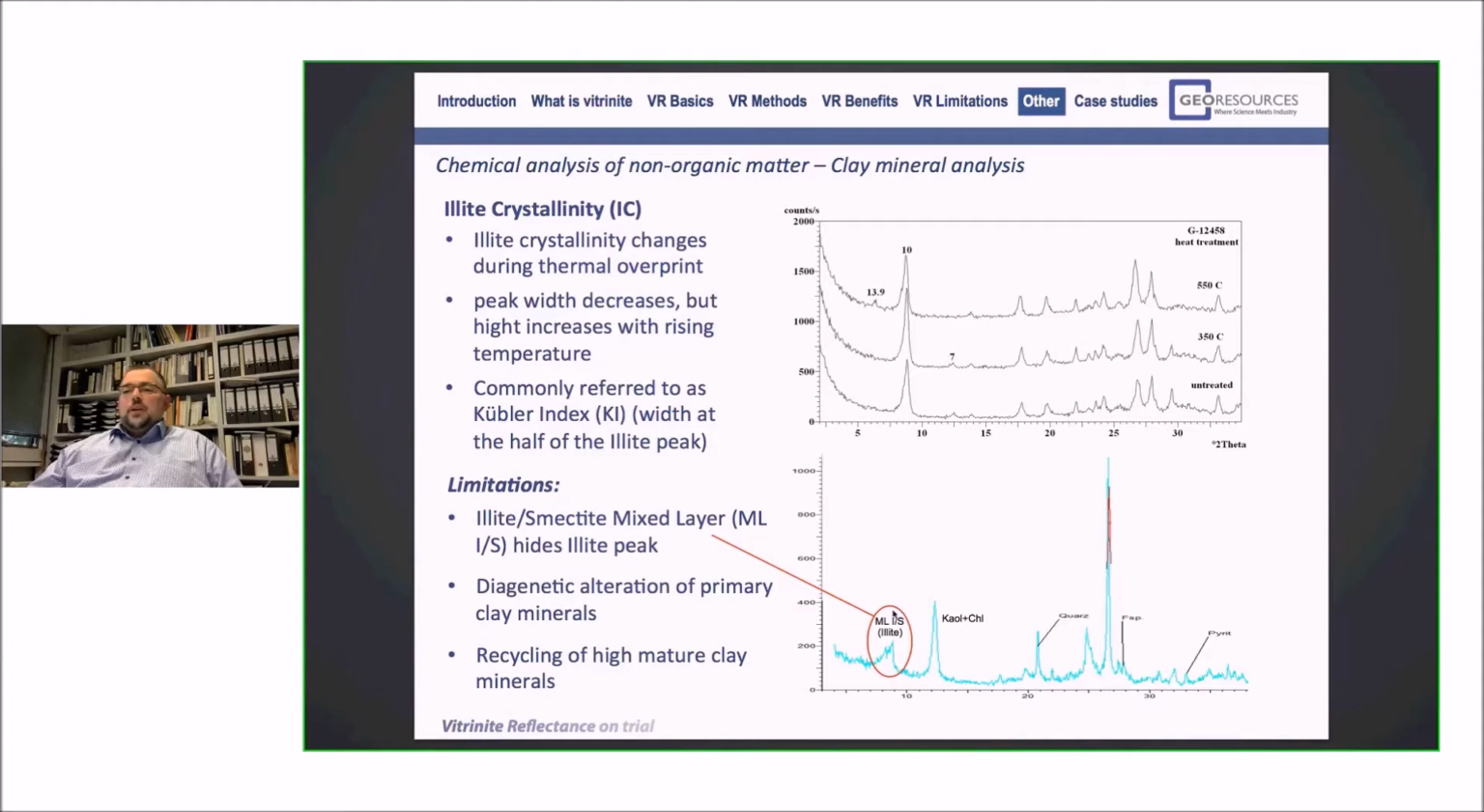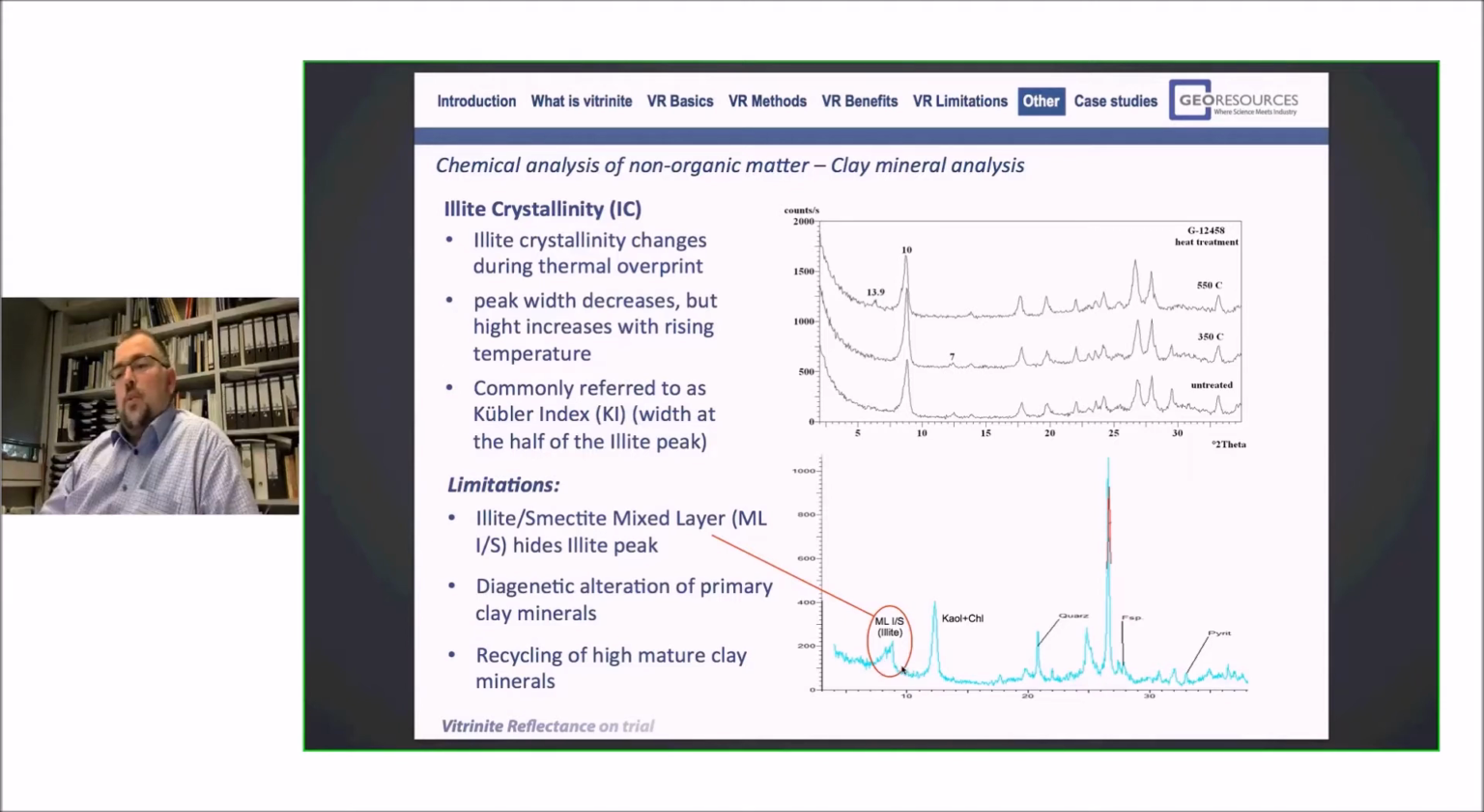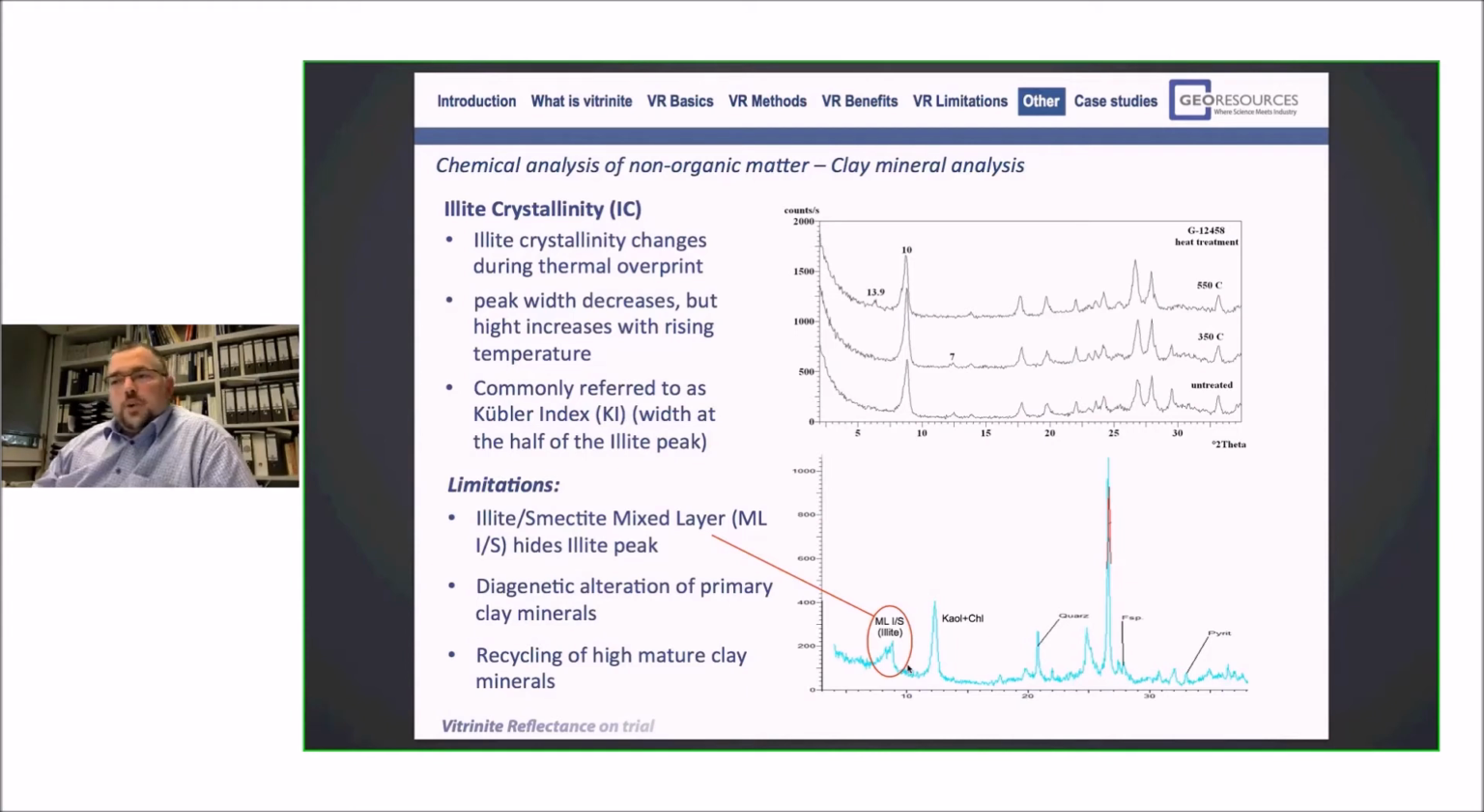But if we have a higher amount of mixed layers illite smectite clay minerals, which is quite common in many shales, also in Paleozoic and even early Paleozoic shales, this very huge wide peak of the mixed layers illite smectites covers the illite peak, and illite crystallinity is no longer available. So in the case we have illite smectite mixed layer minerals, we have no chance to do illite crystallinity.